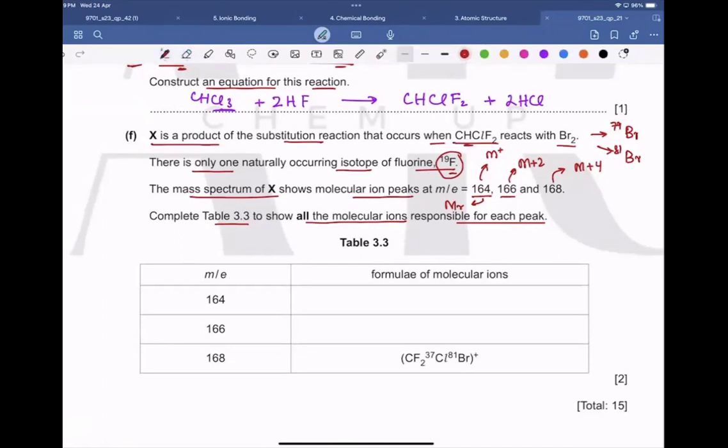So the probable chance is that when CHClF2 reacts with bromine, the hydrogen is substituted. And when the hydrogen is substituted, we get CBrClF2 and HBr. So now try to calculate its molecular mass, Mr, for example, when we have carbon 12, bromine 79, chlorine 35, and fluorine 19 times 2. Can anyone add them and tell me the answer, please?